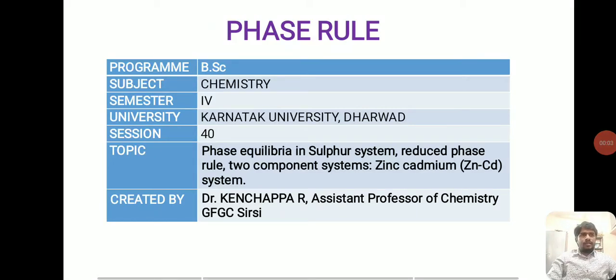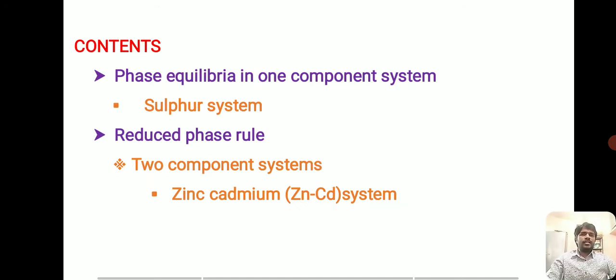Dear students, in this session we are going to learn about phase equilibria in the sulfur system and the reduced phase rule, that is, the two component system. The contents of this session include phase equilibria in a one component system, that is the sulfur system, and the reduced phase rule. In that we are going to learn about a two component system, that is the zinc cadmium system.